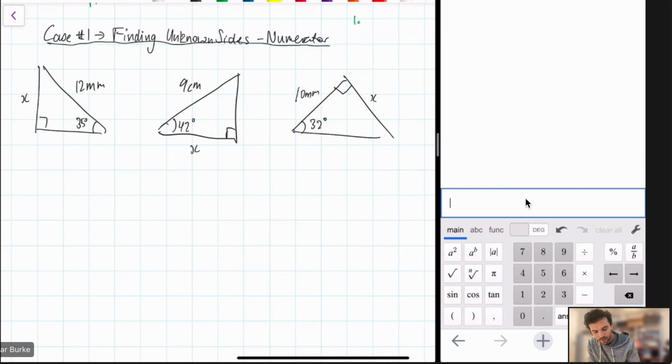First step is we've got to label the sides. Second step, we choose the rule. Third step, we solve. So let's label the triangles. So we've got H, O, and A. That's how we label. So which one's the hypotenuse? It's the hypotenuse because it's opposite the right angle.